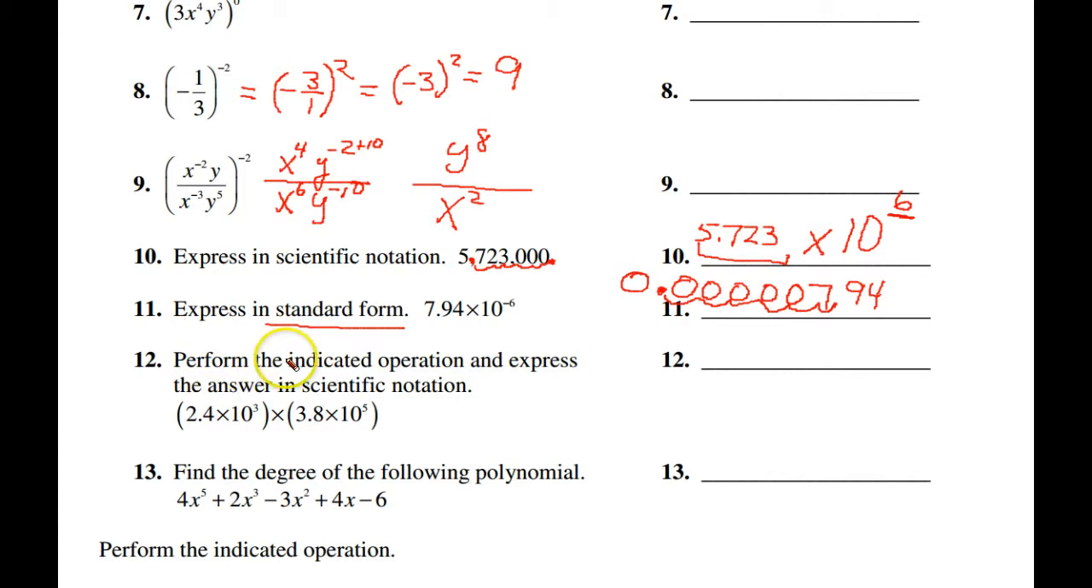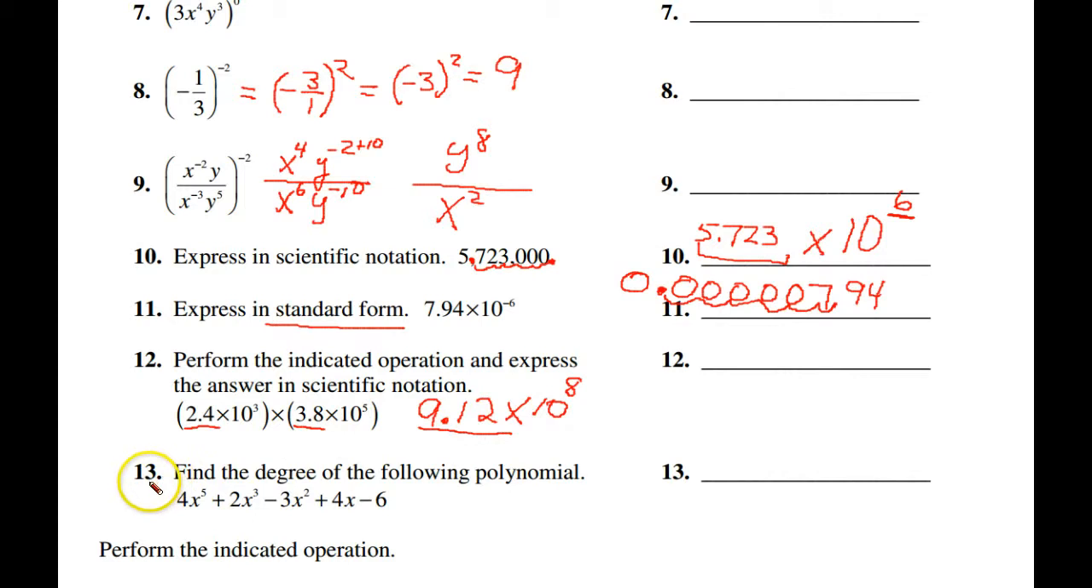Now they want you to perform the indicated operation and express the answer in scientific notation. Basically, I took my calculator and I multiplied 2.4 times 3.8 and I got 9.12. And then I just added my exponents on the power of 10 and I got 10 to the 8th. This is scientific notation.